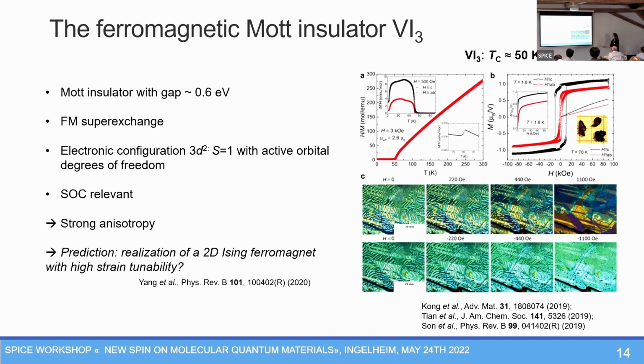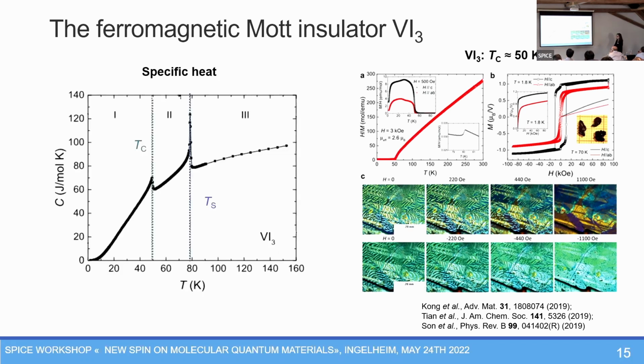And based on that, early DFT calculations predicted that this material might realize a 2D Ising ferromagnet with very high strain tunability. Now, this material was discovered in 2019, almost simultaneously in 3 different papers. And it has a Curie temperature of around 50 Kelvin. For example, here in the magnetization, you can nicely see it's a ferromagnet with certainly some anisotropy.